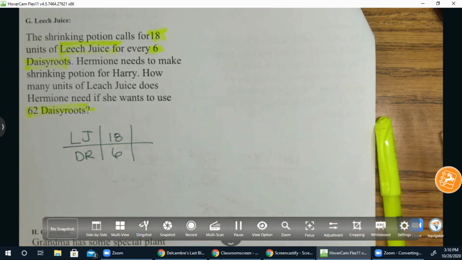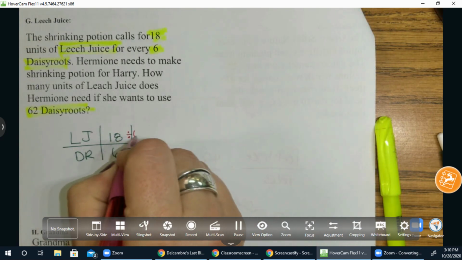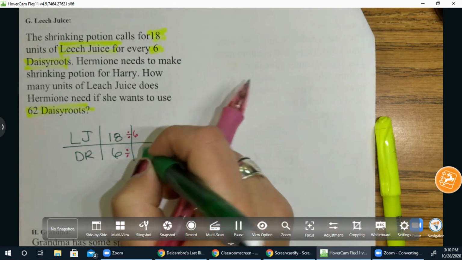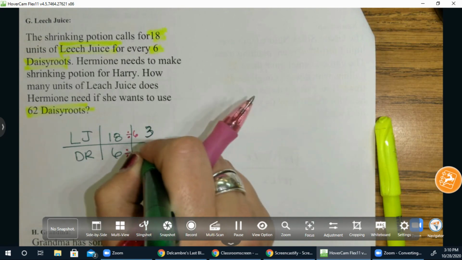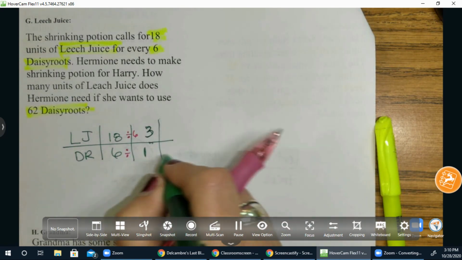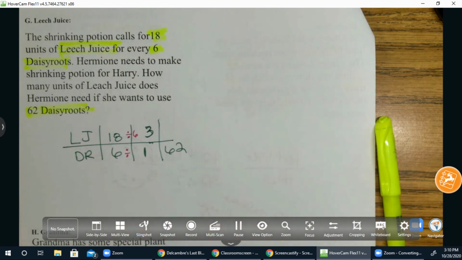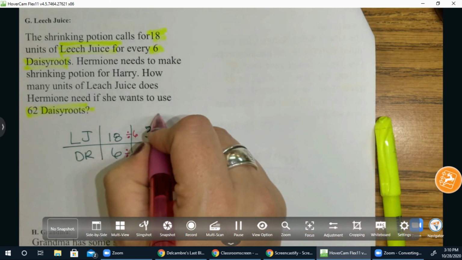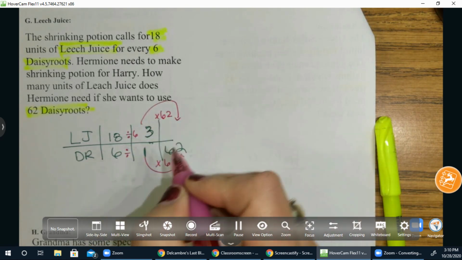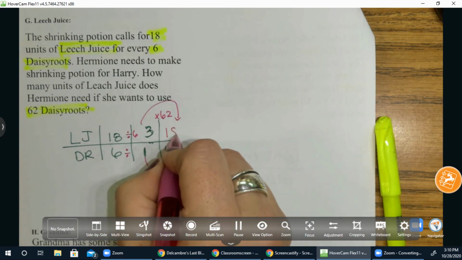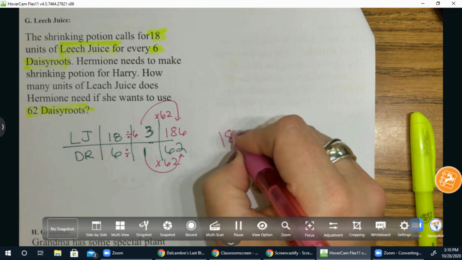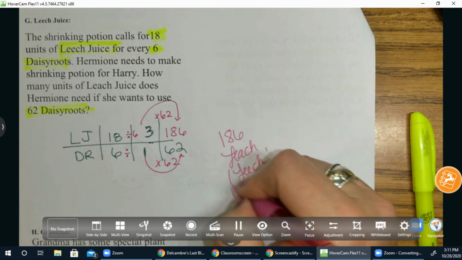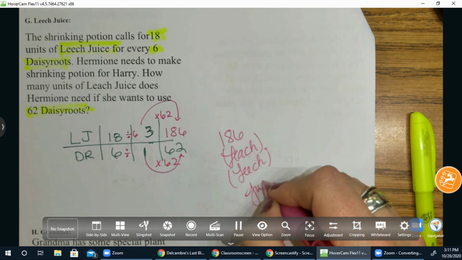Well, I can simplify by dividing by 6 on both of them and find the unit rate. So here I'm finding the unit rate, which 1 daisy root is 3 leech juices. Now, I can go from 1 to 62 by multiplying by 62. So if I multiply by 62 at the bottom, I must multiply by 62 at the top, and I get 186. So I need 186 leech juice, or L-E-E-C-H. Really don't know which way to spell it. Juice.